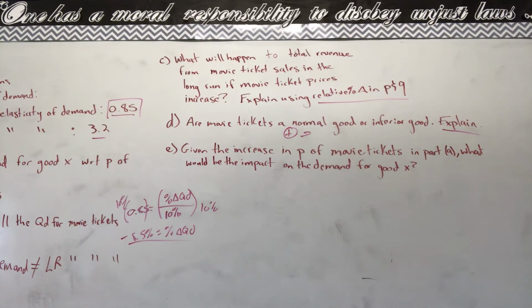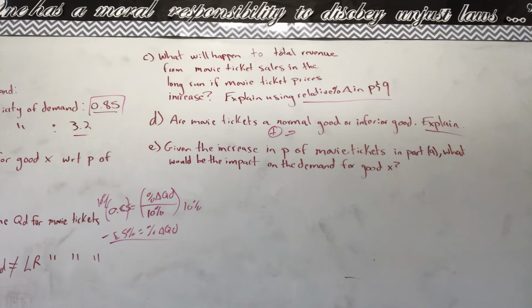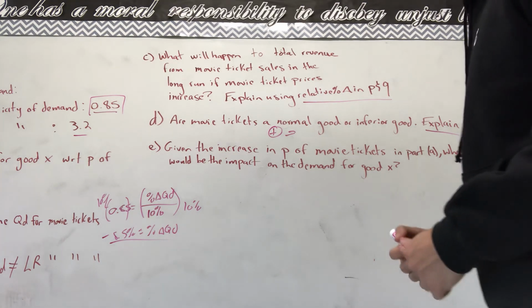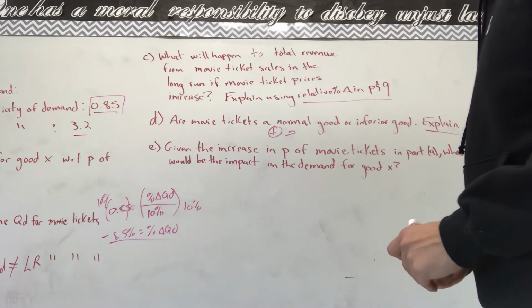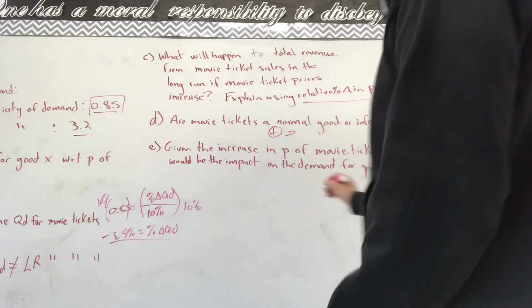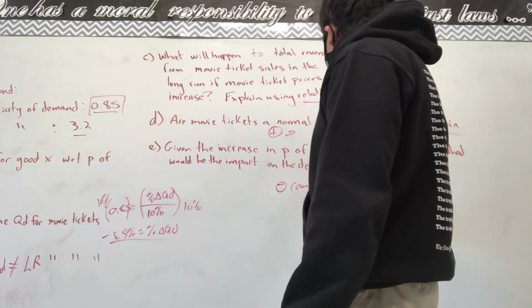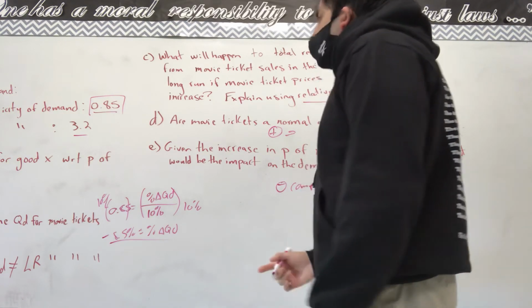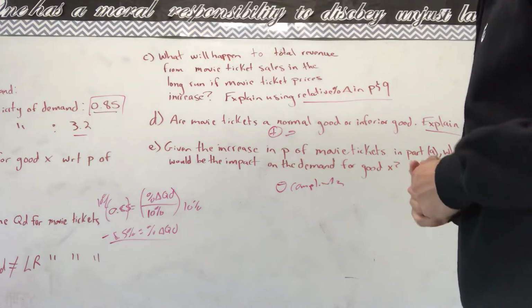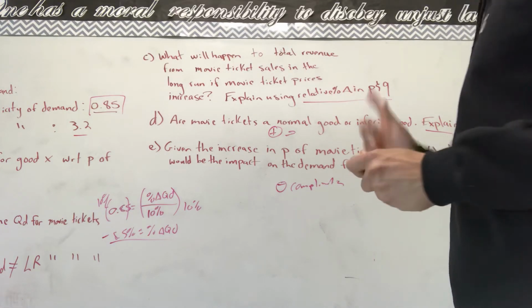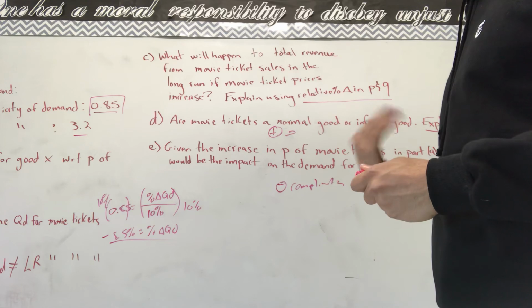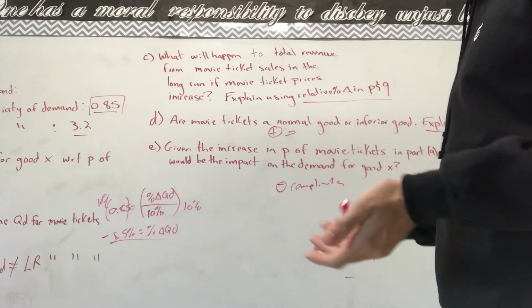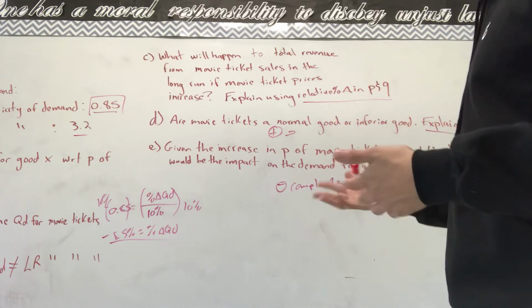And then finally it says, given the increase in price of movie tickets in Part A, what would be the impact on demand for good X? Well, we know good X, I think it says, the cross price elasticity of demand for good X with respect to the price of movie tickets is negative 0.26. That negative means that they're complements. And as the price of movie tickets goes up, the quantity demanded of movie tickets is going to drop, right? Because there's a negative relationship between price and quantity demanded.